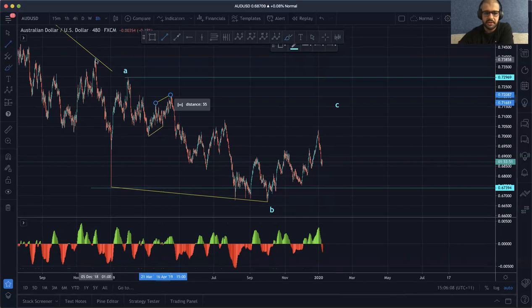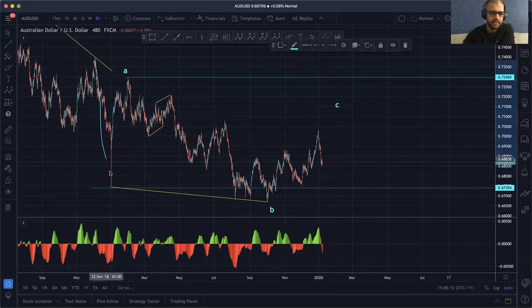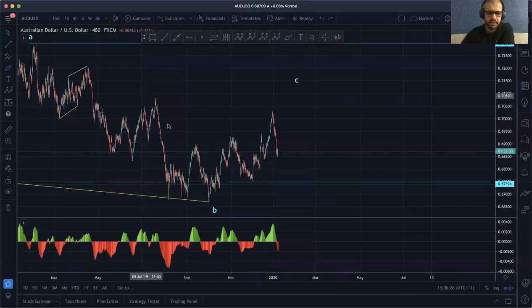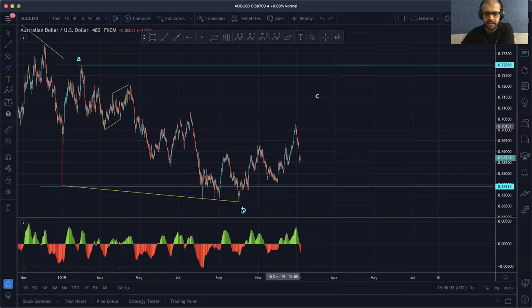So you can see if this was our impulse down, this definitely doesn't have the same characteristics. We can see that there is a lot of sideways movement on the way down. With that being said, this is our B wave, and then our current, I'm looking at a C wave.